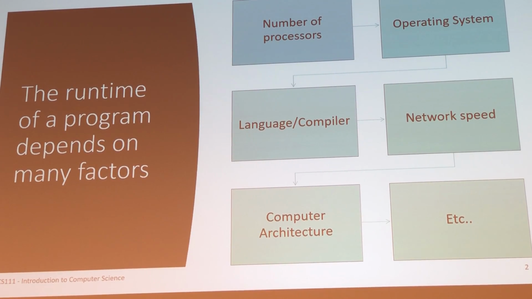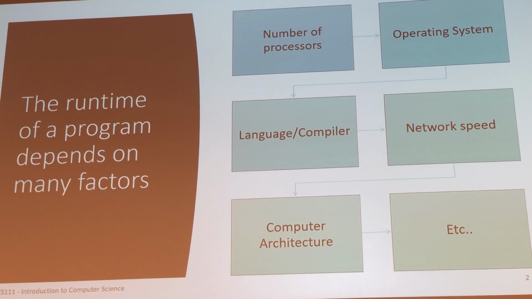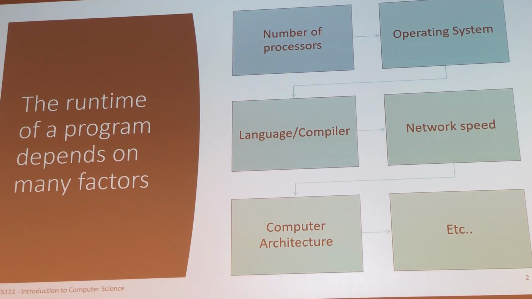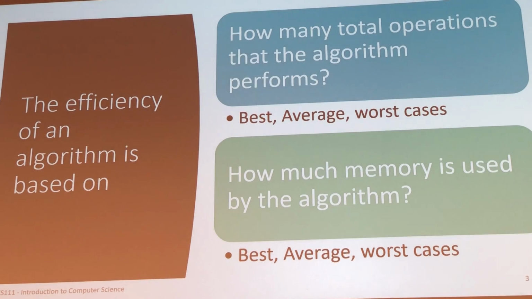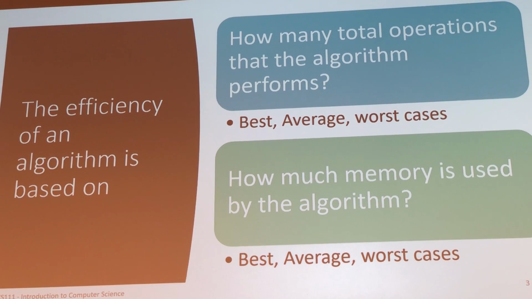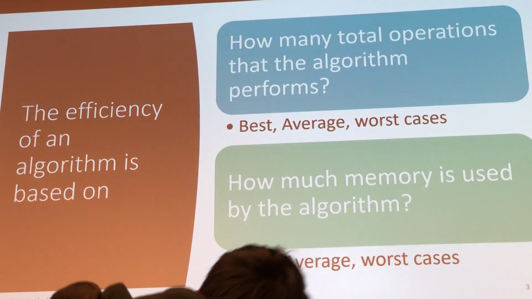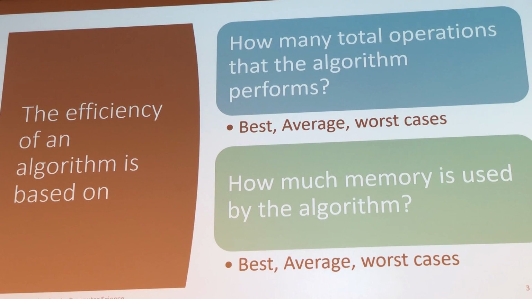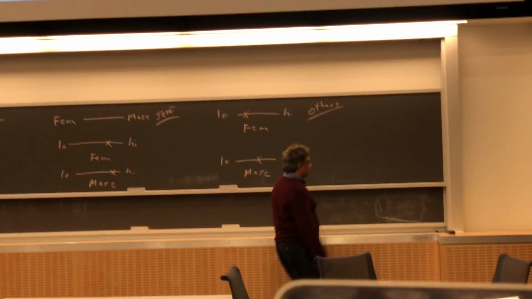If you continue in computer science, you will probably take this course. Network speed is, of course, important: if you're running a program over a slow network, your internet connection is not that great, your program runs slow. These are all things that we cannot really control; they are very custom to the situation. So the only thing we can control is that we measure the efficiency of an algorithm based on a few things. How many total operations does the algorithm take to complete the task? And how much memory is used by the algorithm? Let's take a simple example to see how that works.